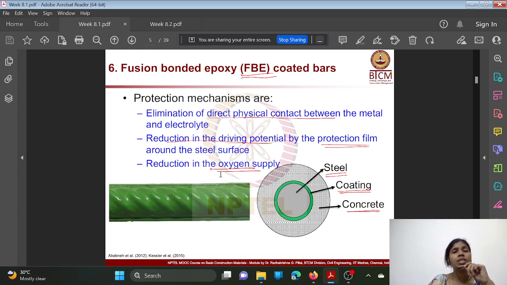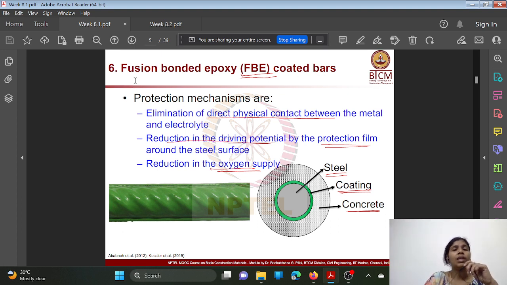See, the first one is fusion bonded epoxy coated bars, that is FBEC. The primary reason for adopting these coated steels is that the main problem we are facing with steel bars is corrosion. The main problem is corrosion. That's why, in order to avoid that, that means in order to get some type of protection mechanism, we are going for these types of coated bars.